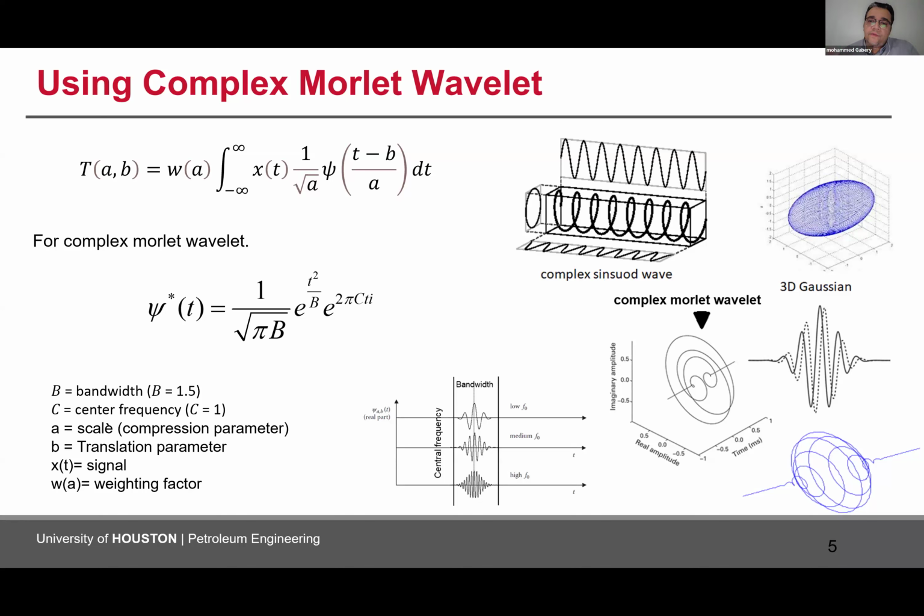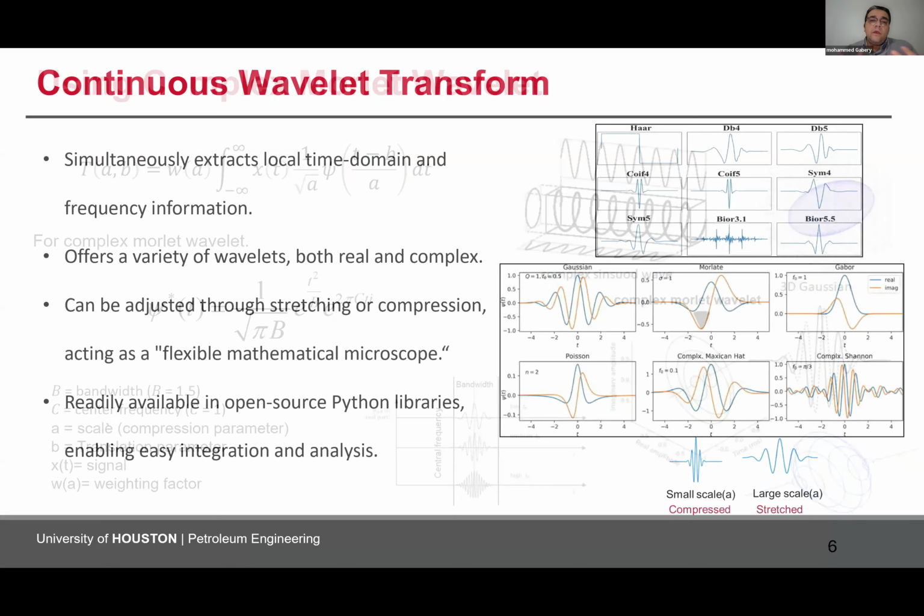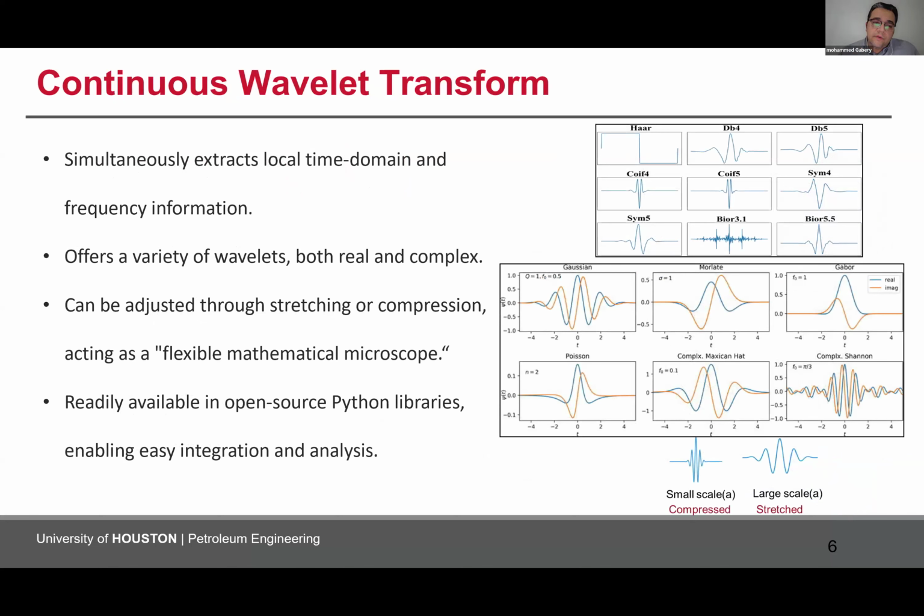It's a combination of a 3D Gaussian with a complex sinusoid wave. It can magnify the treating pressure by this convolution. So using the continuous wavelet transform, we can extract local time domain and frequency domain information at the same time. So we have a flexible mathematical microscope.